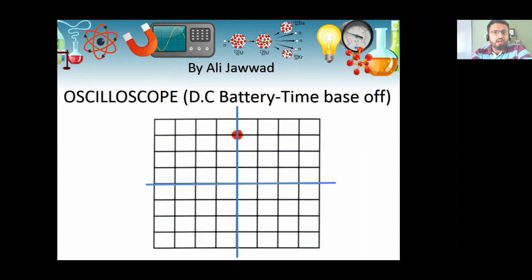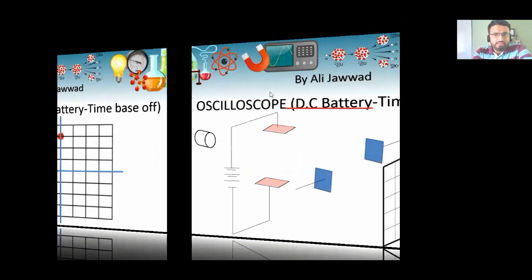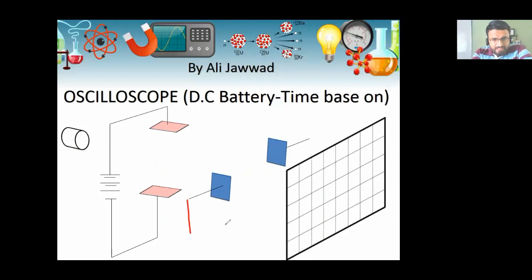Now we will learn what kind of image we will get if the time base is turned on. When we say that the time base is turned on, it means that a voltage supply is connected on the horizontal plates as well. And this voltage supply is unique because in the first second, its voltage will be 1 volt. In the second second, its voltage will be 2 volts. In the third second, its voltage will be 3 volts, and so on and so forth.